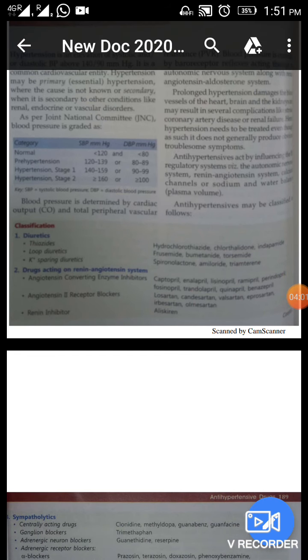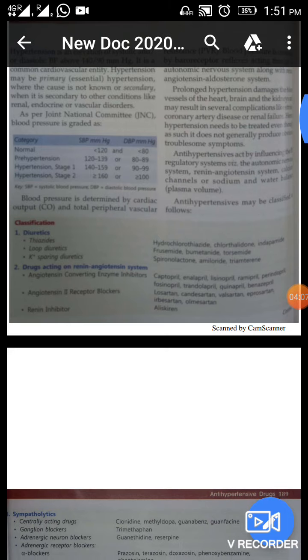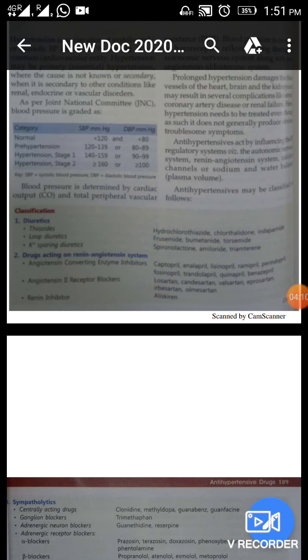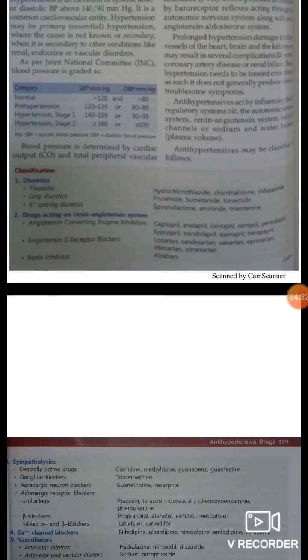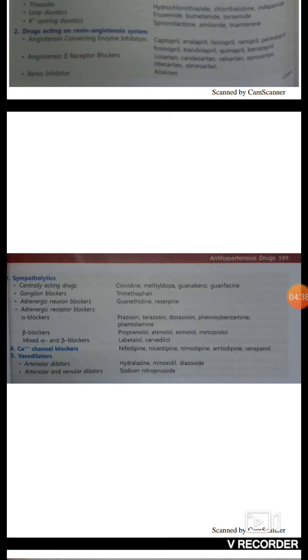Then the second one is angiotensin 2 receptor blockers. The drugs are losartan, candesartan, valsartan, irbesartan, right? All sartans. The names suffixed by sartan are called angiotensin 2 receptor blockers, or ARBs, right? Then renin inhibitor. It includes aliskiren, right? Aliskiren. So these are the drugs which act on the RAS system.